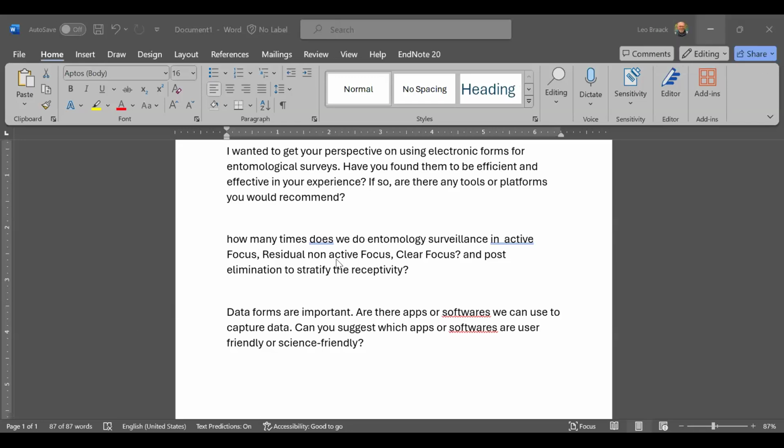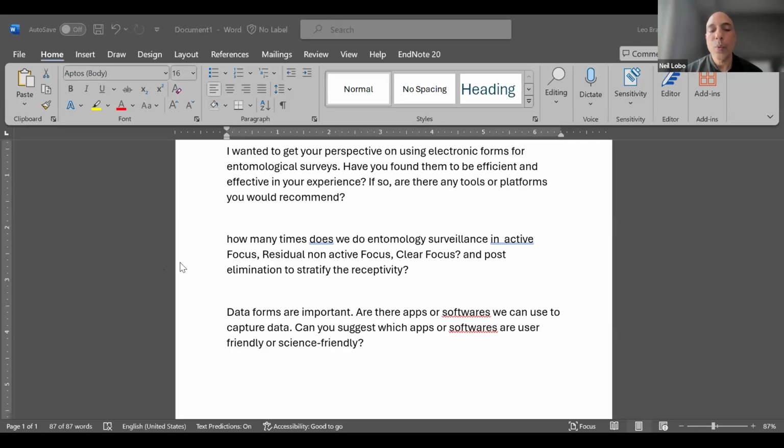Yeah, Neil, the second one I put in, because you've already spoken about this, but I get the impression there's still some confusion and uncertainty. And maybe you can just repeat, to reinforce what you said previously about these sampling sites and so on. Thank you. Okay, so the question is, how many times should we conduct entomological surveillance in active foci, residual and non-active foci, and cleared foci, and post-elimination to stratify receptivity?